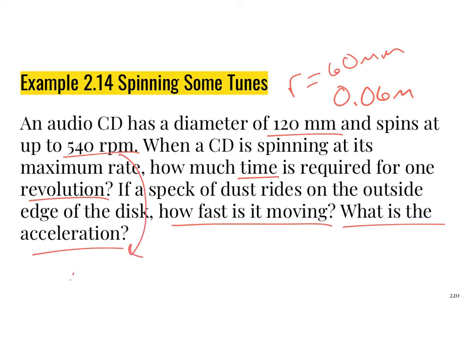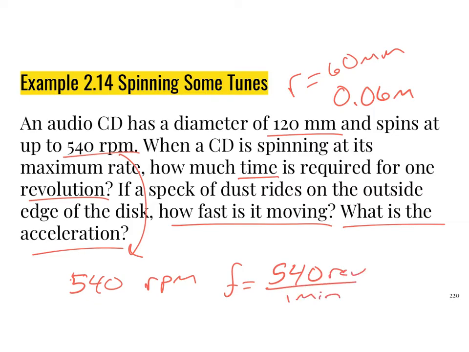540 RPMs. Well, that's a type of frequency, but normally we don't want to deal with things in minutes. So I'm actually going to convert that to our period, which is how long it takes to go around once. That is 540 revolutions in 1 minute, and 1 minute is, of course, 60 seconds.